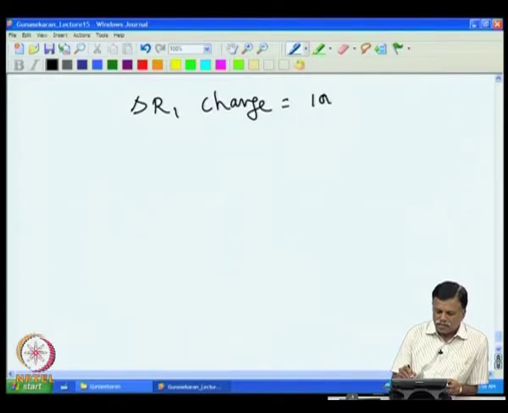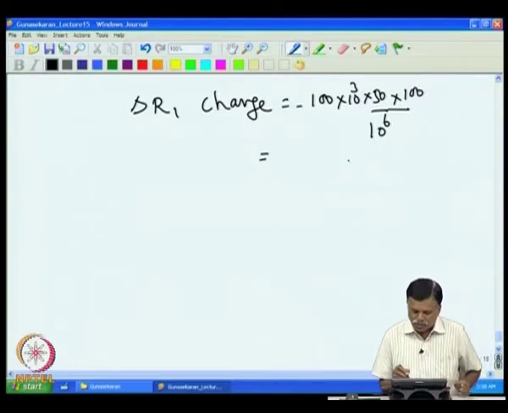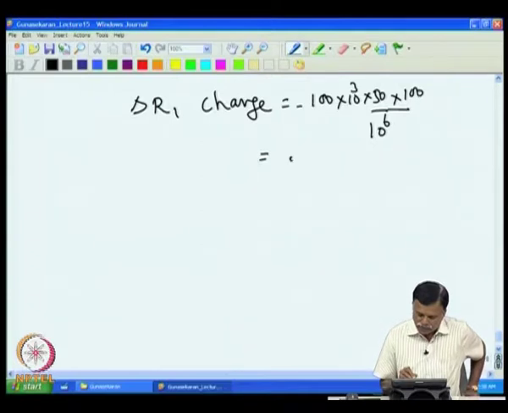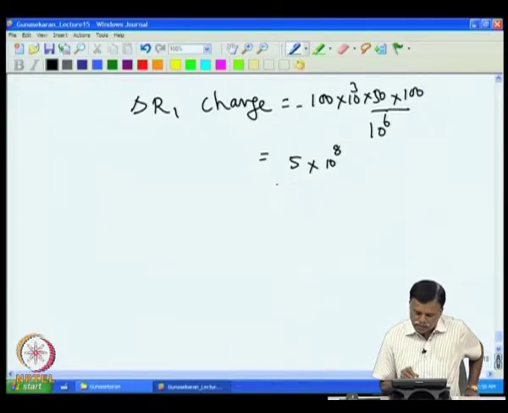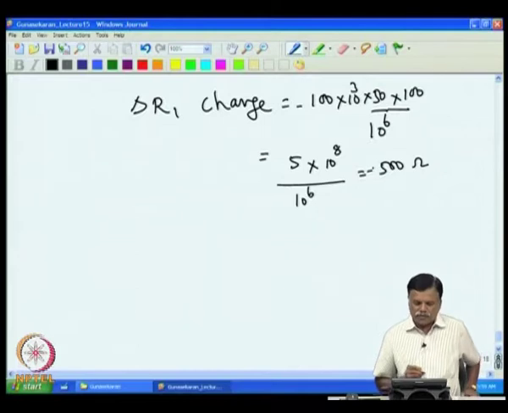So, the delta R1 change would be R1 is 100K, so 100K into 50 ppm into 100 degree C. We said it will be decreasing, so delta R will be minus. This works out to 5 into 10 power 8 divided by 10 power 6, that comes to 500 ohms. That is, R1 will decrease by 500 ohms.